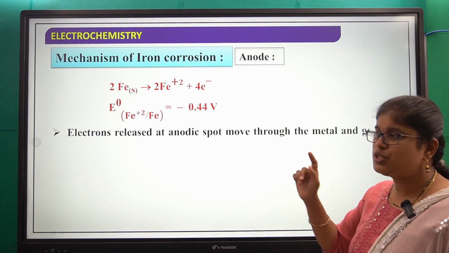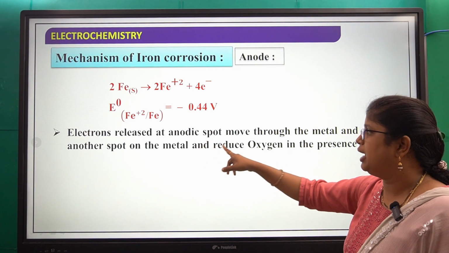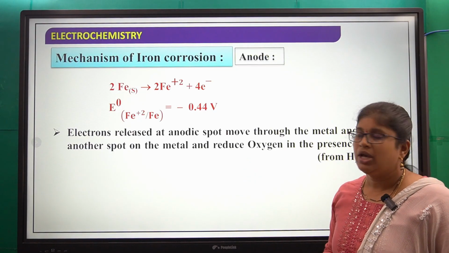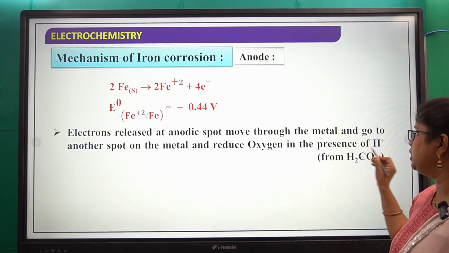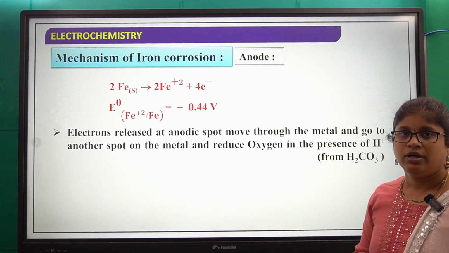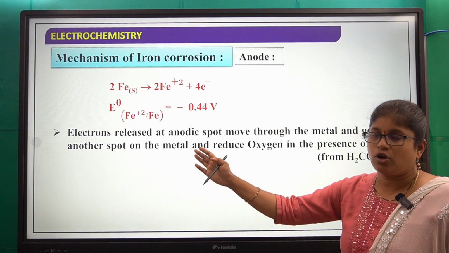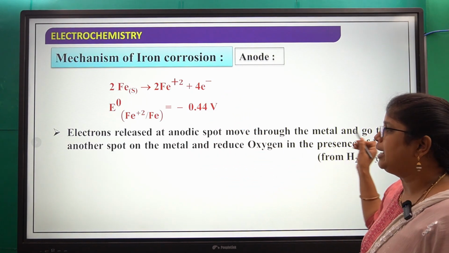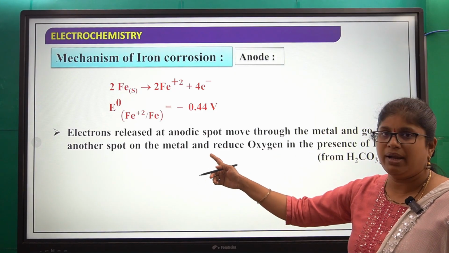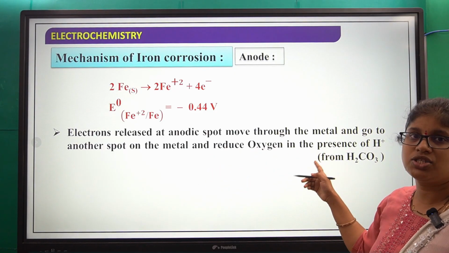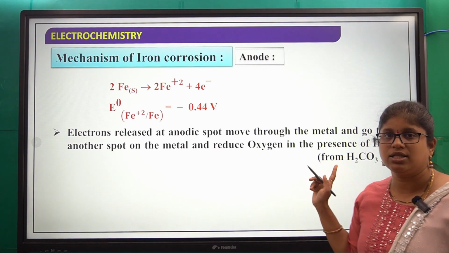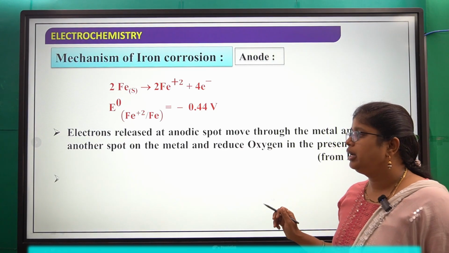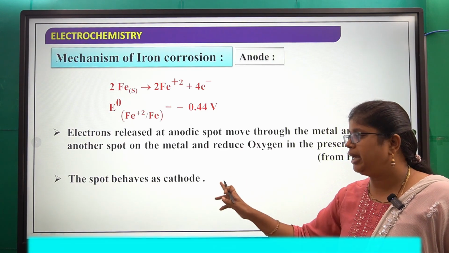Next, electrons which are released at the anodic spot move through the metal and go to another spot on the metal and reduce oxygen in the presence of H plus ions. So from where are we getting those H plus ions? From carbonic acid.